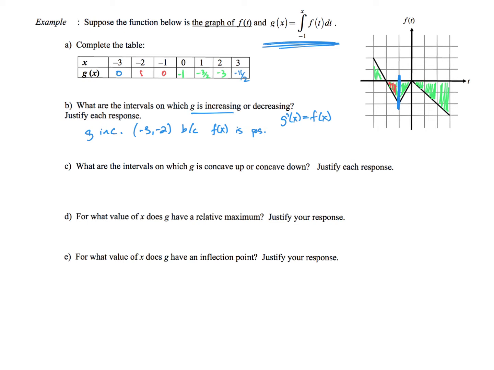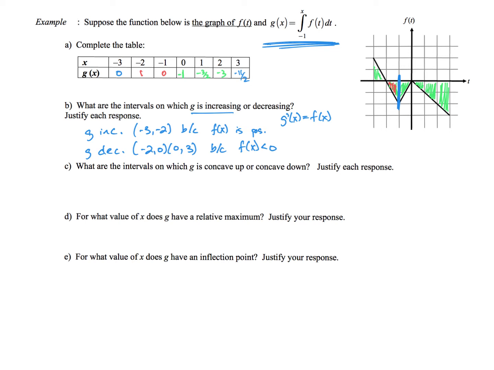All right. So when is G decreasing? -2 to 0 and 0 to 3. All right. Because why? F of x is less than 0. F is negative. All right? Because F is the same thing as G prime here. And so I usually just call them all F prime graphs, but this is actually a G prime graph.